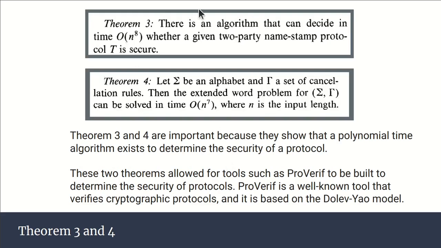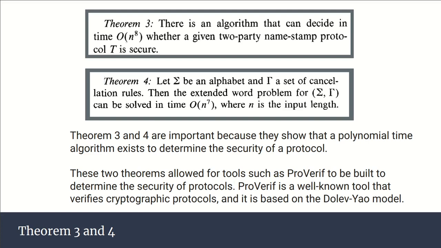Theorem 3 and 4 are stating the runtime. For example, Theorem 3 states that a 2-party namestamp protocol can be decided whether it is secure or not in O of n to the power of a time. So these two theorems are important because they show that a polynomial time algorithm exists to determine the security of a protocol. These two theorems allow for tools such as ProVerif to be built to determine the security of protocols.